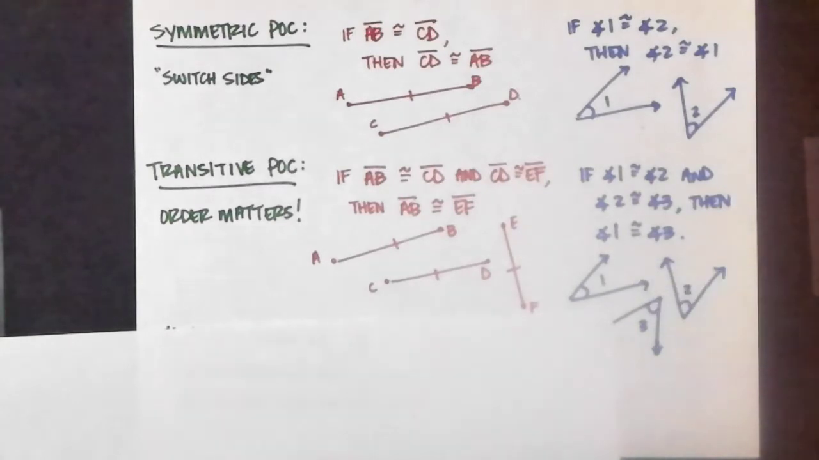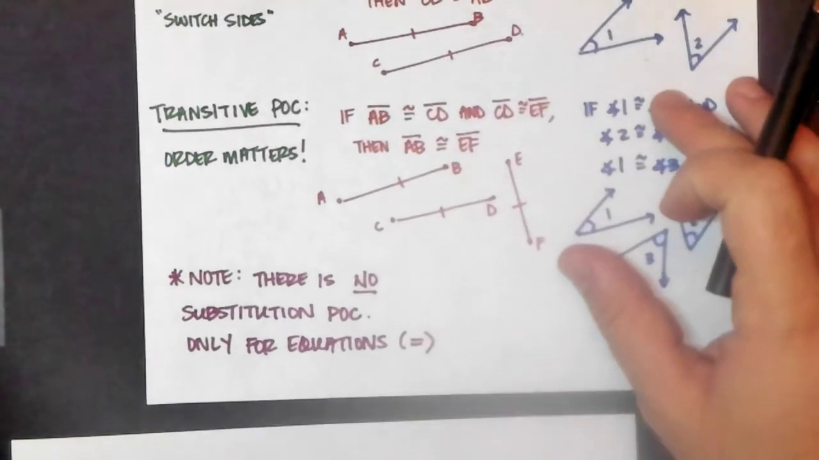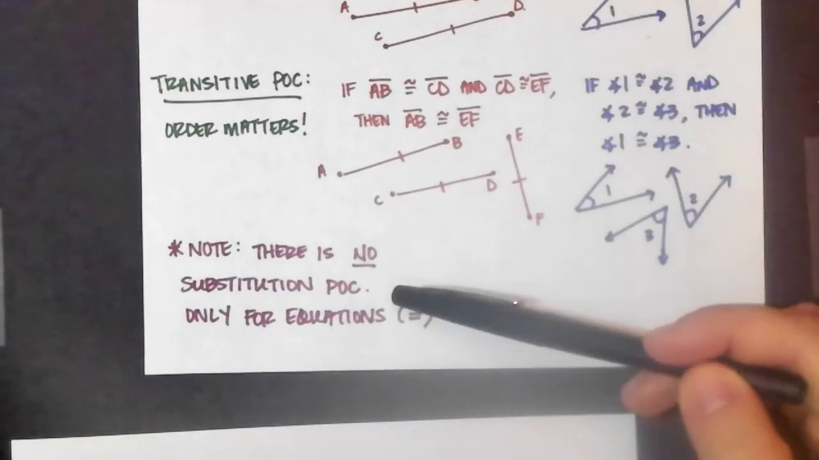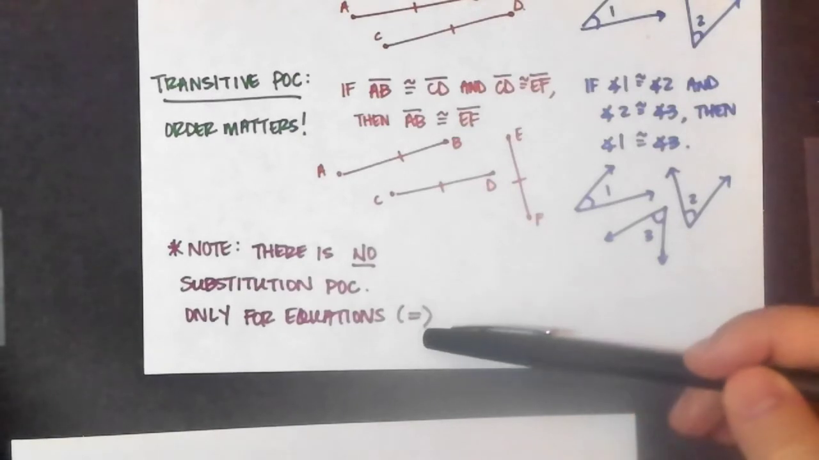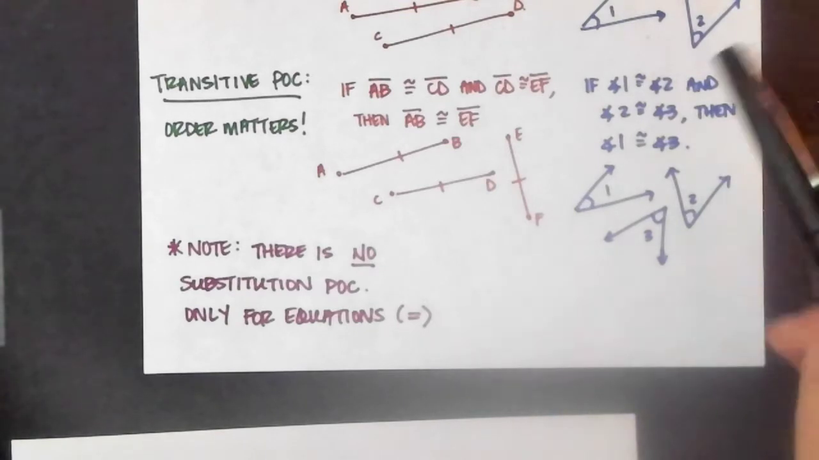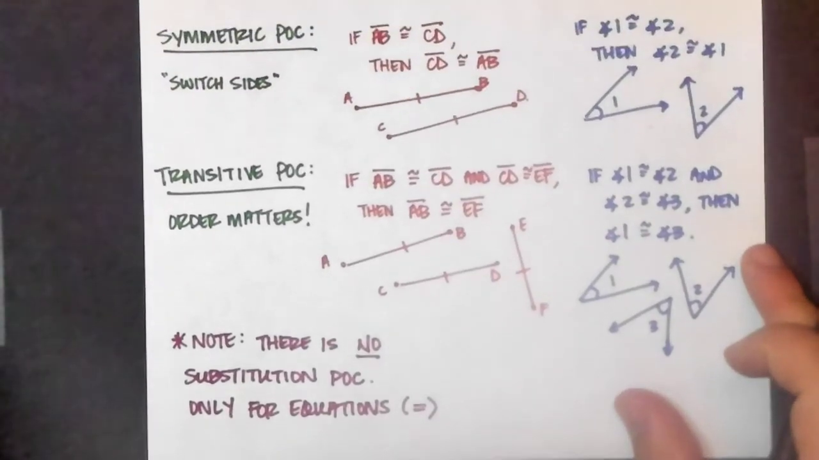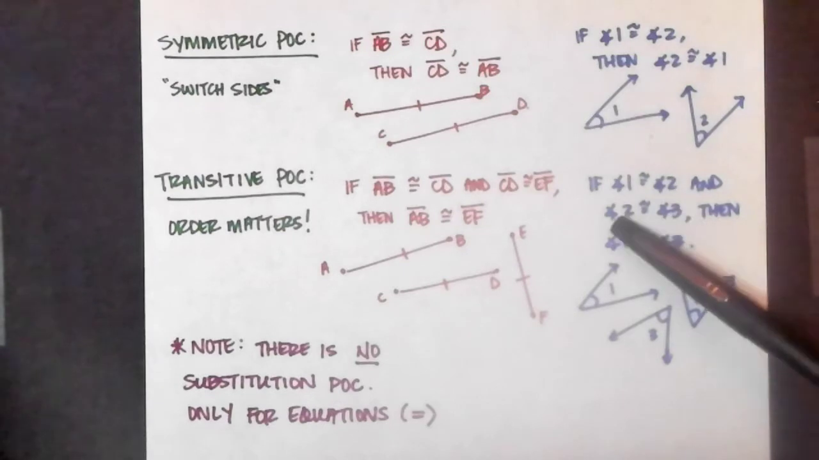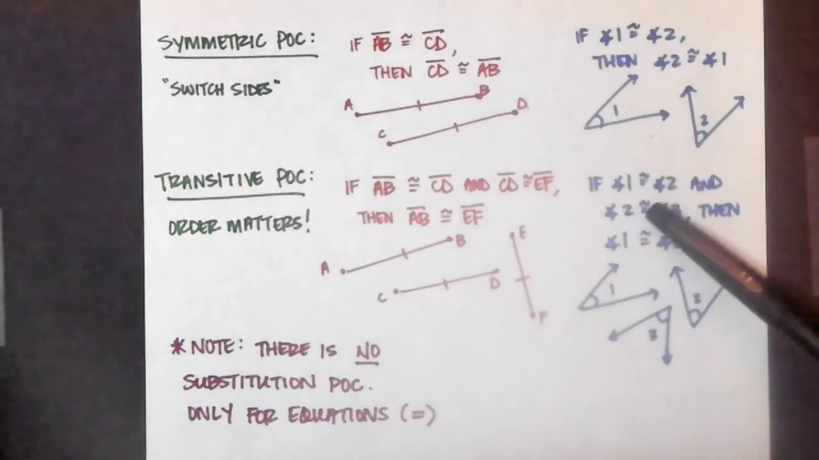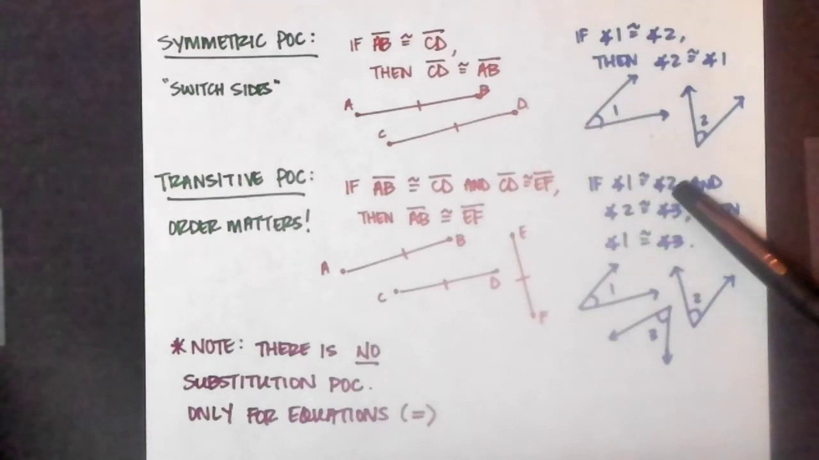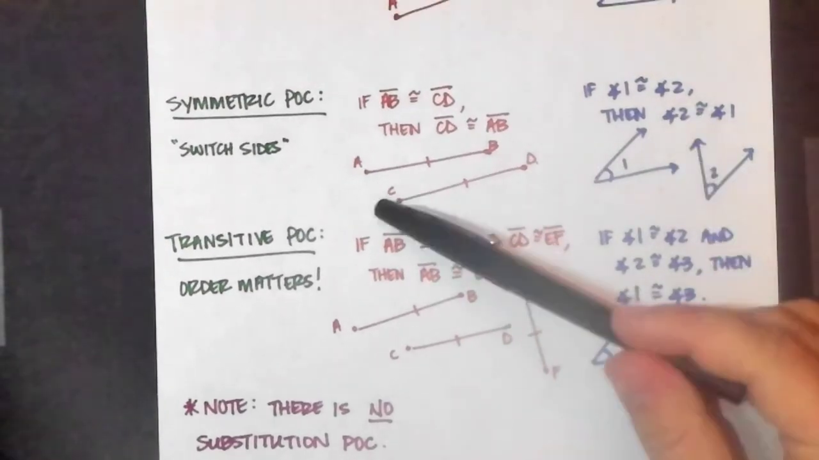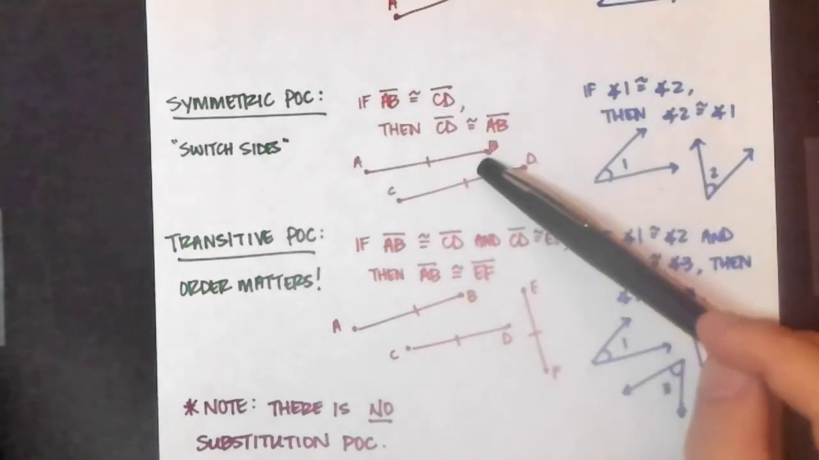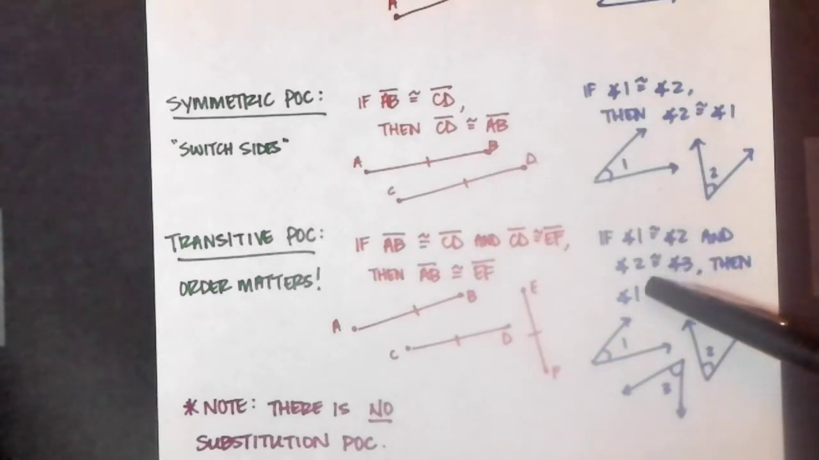Now, one quick note that I want you to be aware of is that there is no substitution property of congruence. That's only for equations, in which we can use the substitution property of equality. So, the order matters when using the transitive property, for example, angle 1 and angle 2, then angle 2 and angle 3, then angle 1 and 3. So what the two statements have in common has to be the middle names here. We might have to use the symmetric property to switch the sides so that our statements are in the correct order. So just be aware of that.